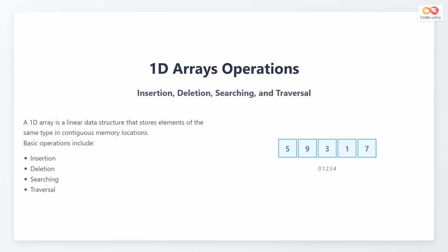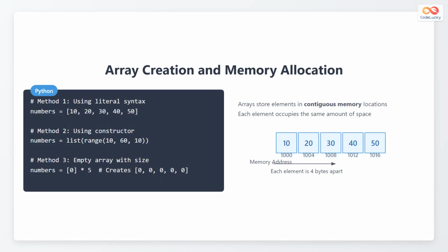A 1D array is a linear data structure that stores elements of the same type in contiguous memory locations. Basic operations include insertion, deletion, searching, and traversal. Here is an example of an array with elements 5, 9, 3, 1, and 7 stored at indices 0, 1, 2, 3, and 4 respectively. Arrays store elements in contiguous memory locations, and each element occupies the same amount of space.